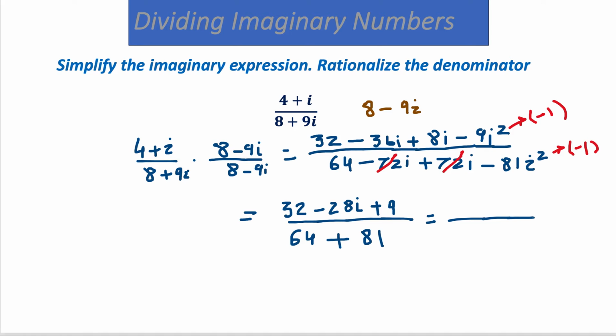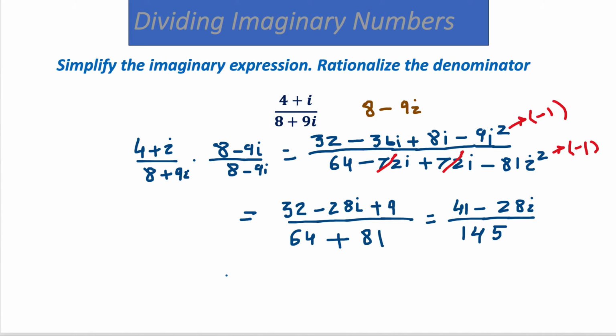And this is going to be equal to 32 plus 9, which is 41. So this is a real number. And the imaginary part is minus 28i. So here we cannot make any changes because we don't have any other imaginary number on the top. And now 64 plus 81. 4 plus 1 is 5. Okay. And what do we have here? 6 plus 8 is 14. So this is 145.